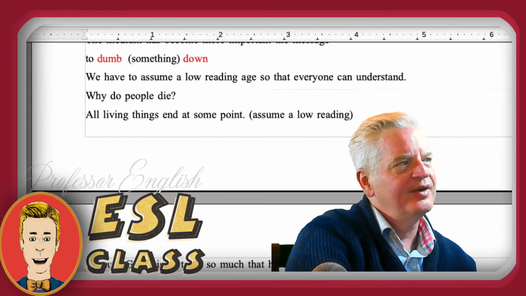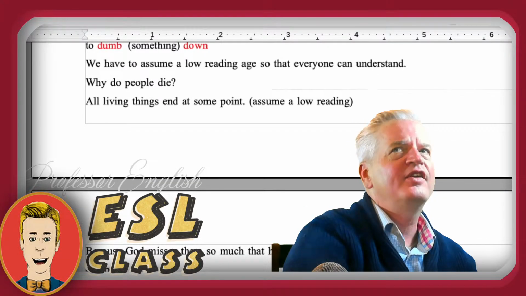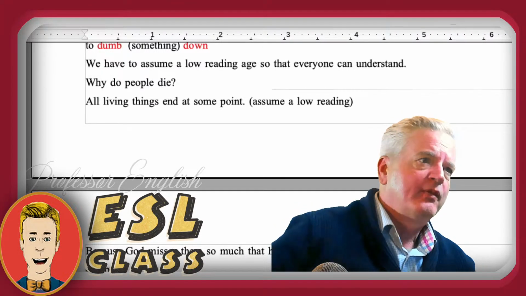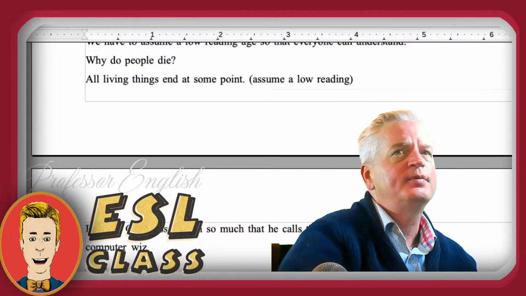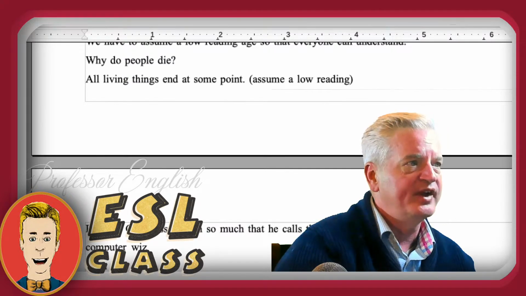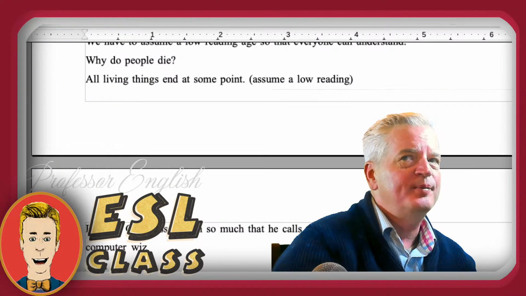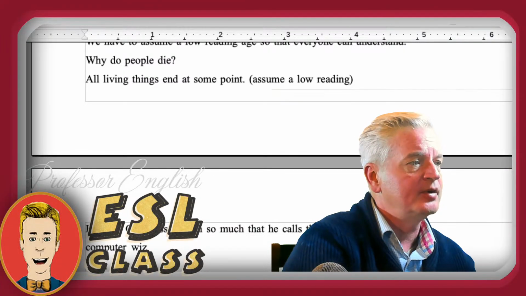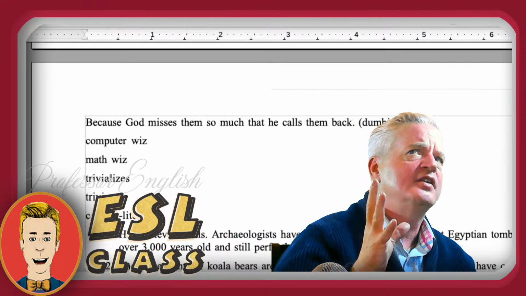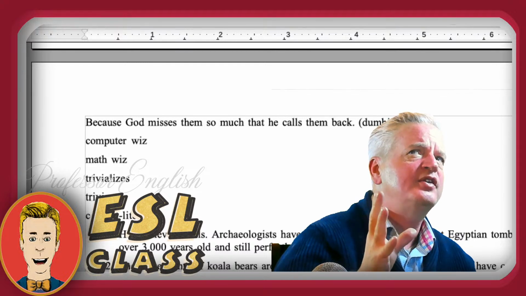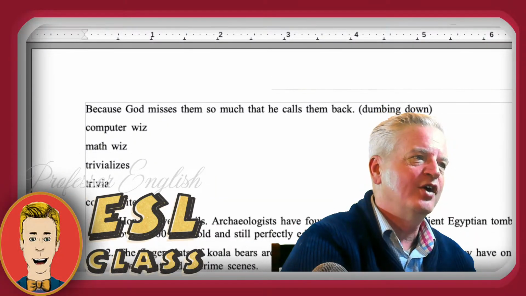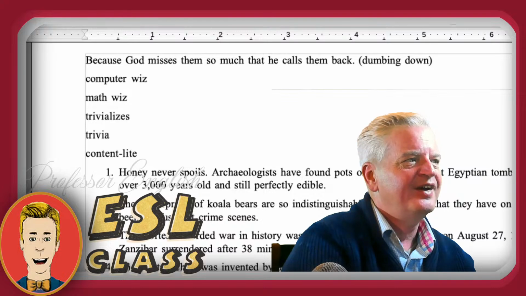Oh, and then we have this example. If you think about talking to a child, maybe a child asks you, "Why do people die?" You could give them a respectful answer that respects their intelligence. Well, all living things end at some point. That would be a respectful way of explaining something in very simple terms. But if you dumb something down, you explain it to them in a way because you don't think that they're intelligent enough to understand it. So maybe a dumbed down way of explaining why people die would be, oh, because God misses them so much, he calls them back. That's kind of an example of dumbing down.